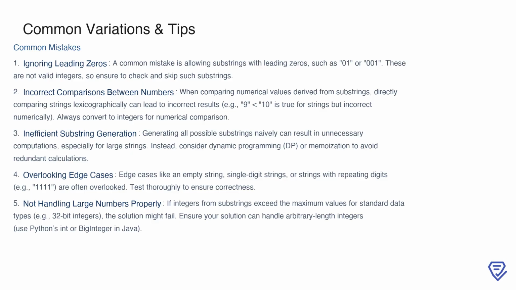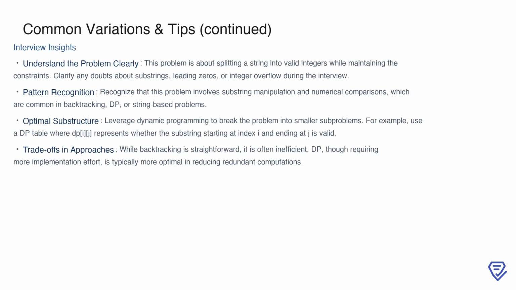If a substring represents an integer that exceeds the maximum value for standard data types, your solution might fail. Use data types that can handle arbitrary length integers, like Python's built-in int or Java's BigInteger, to avoid this issue. When approaching this problem in an interview, it's crucial to start by fully understanding the requirements. The task involves splitting a string into valid integers while adhering to constraints like avoiding leading zeros and handling potential integer overflows. If anything is unclear, don't hesitate to ask clarifying questions.